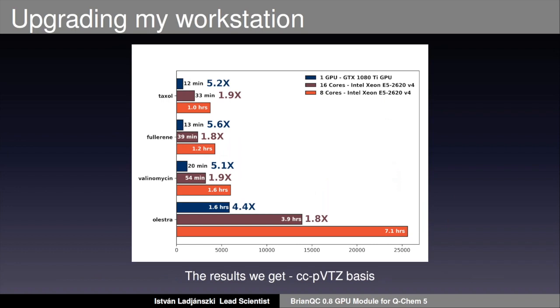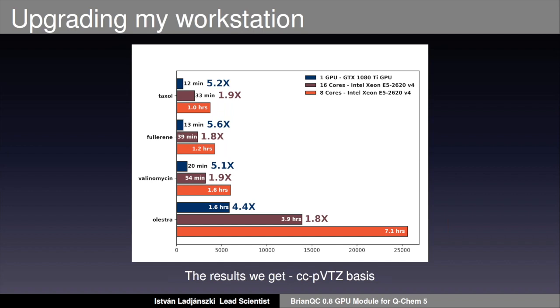But what do we actually get for this money? So here you can see 4 real-world molecules, which I showed you earlier: taxol, fullerene, valinomycin, and olestra. For all molecules, we have 3 bars. The bottom bar is the 8-core CPU Q-Chem run, still the same 8 cores of this Intel Xeon E5 CPU. The middle bar is where we have 16 cores of this Intel Xeon CPU, and the upper bar, which is kind of purple, is the GTX 1080 Ti. So we have 1 GPU in the system.